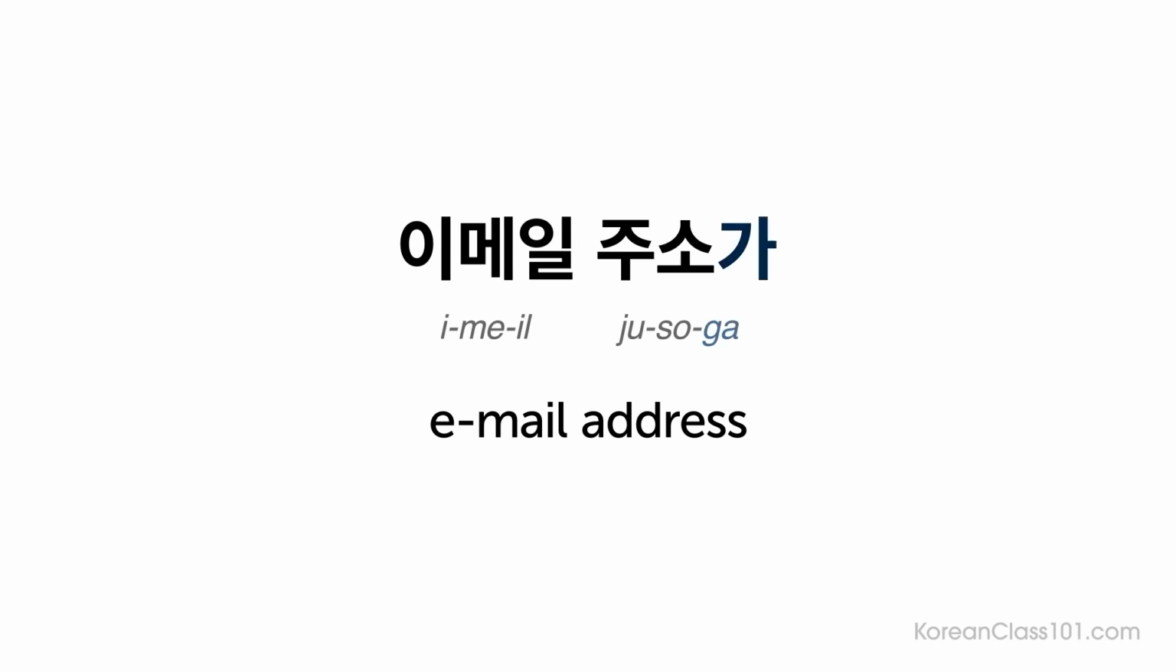Next is 가, the subject marking particle. Note, 가 follows words that end in a vowel, as in 이메일 주소. In this sentence, 가 marks 이메일 주소, or email address, as the subject of the sentence. Think of it as marking the thing, email address, being talked about.